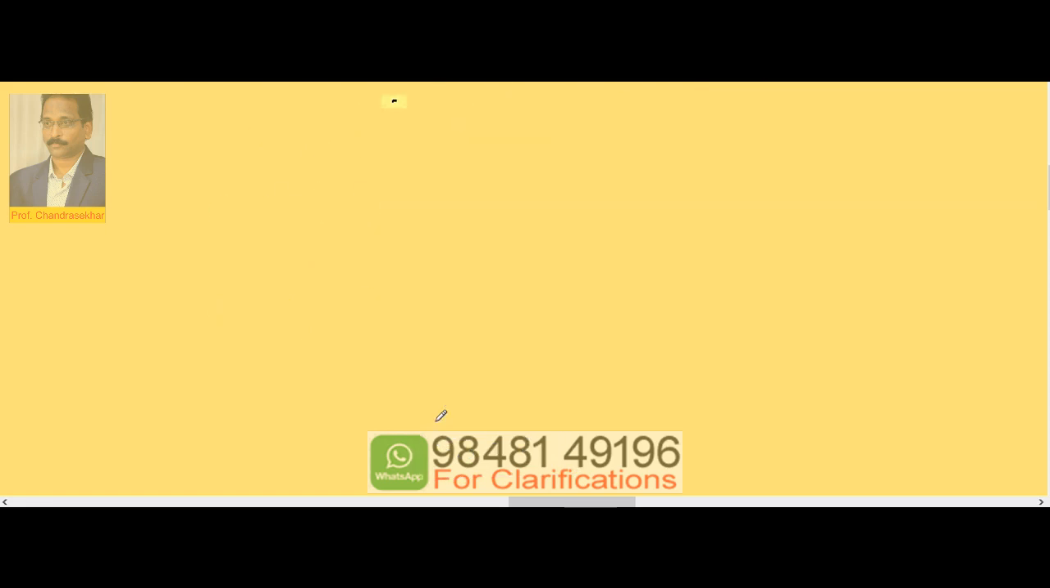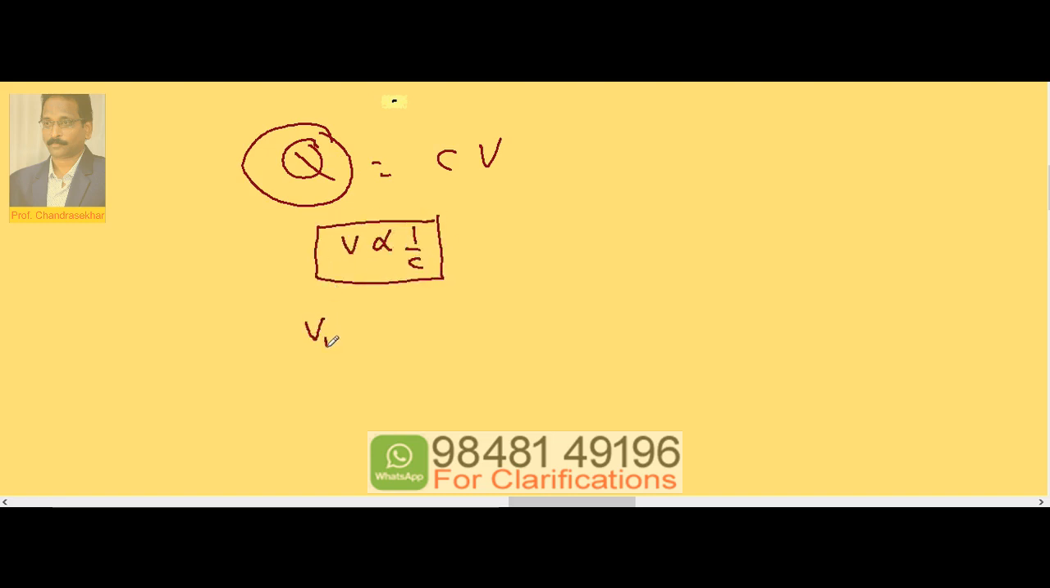Now in series combination, whenever I consider Q is equal to CV, here charge is same. In series charge remains same, therefore V is inversely proportional to C. The ratio of the potentials across the conductors is in the inverse ratio of their capacities. V1 is to V2 is to V3 is to so on is equal to 1 by C1 is to 1 by C2 is to 1 by C3 and so on. Inverse ratio of their capacities.